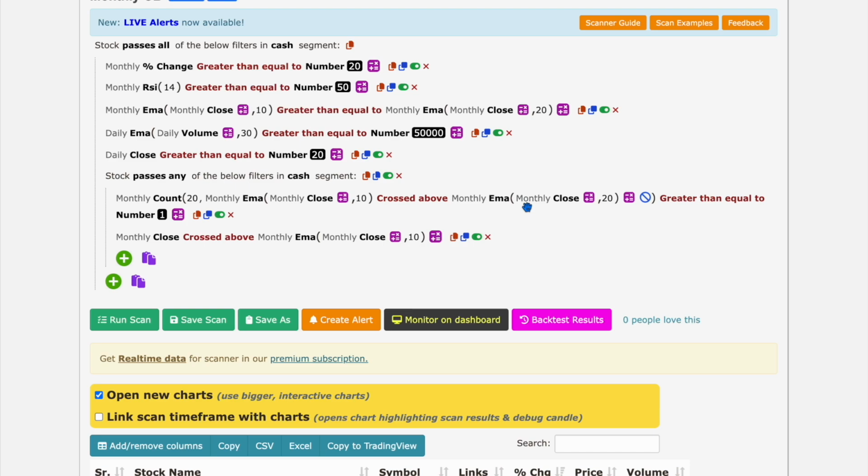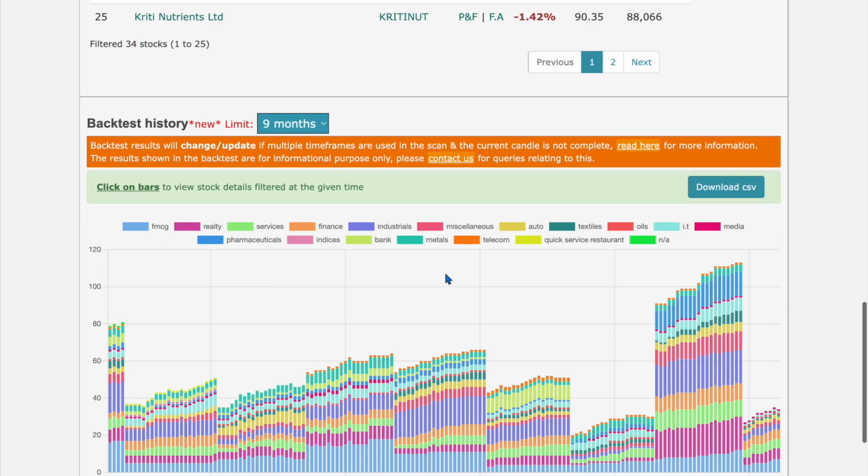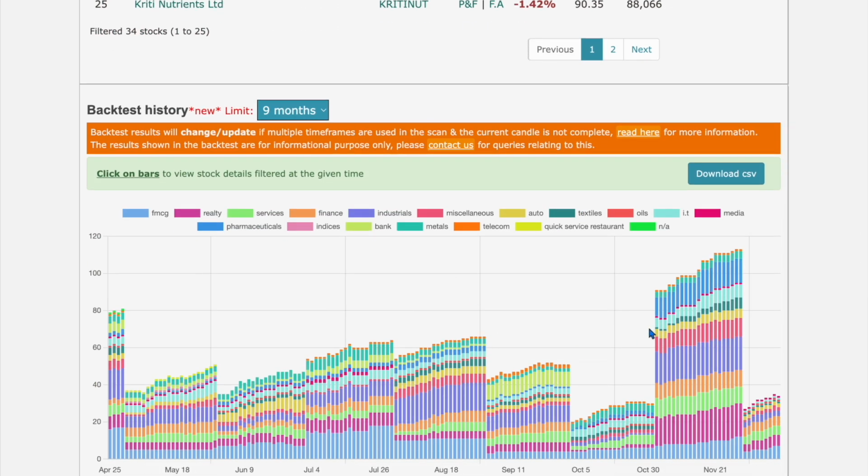simply scan this, and on average, how many stocks are you getting? 34 stocks. If you scroll down, you see that in some months you were getting 30-50 stocks in the monthly scan. That means the market is consolidating. Then when the market actually went really good, you got around 120 stocks towards the end of November. Now again, towards the end of December, I believe we are going to get around 40 stocks or below that.